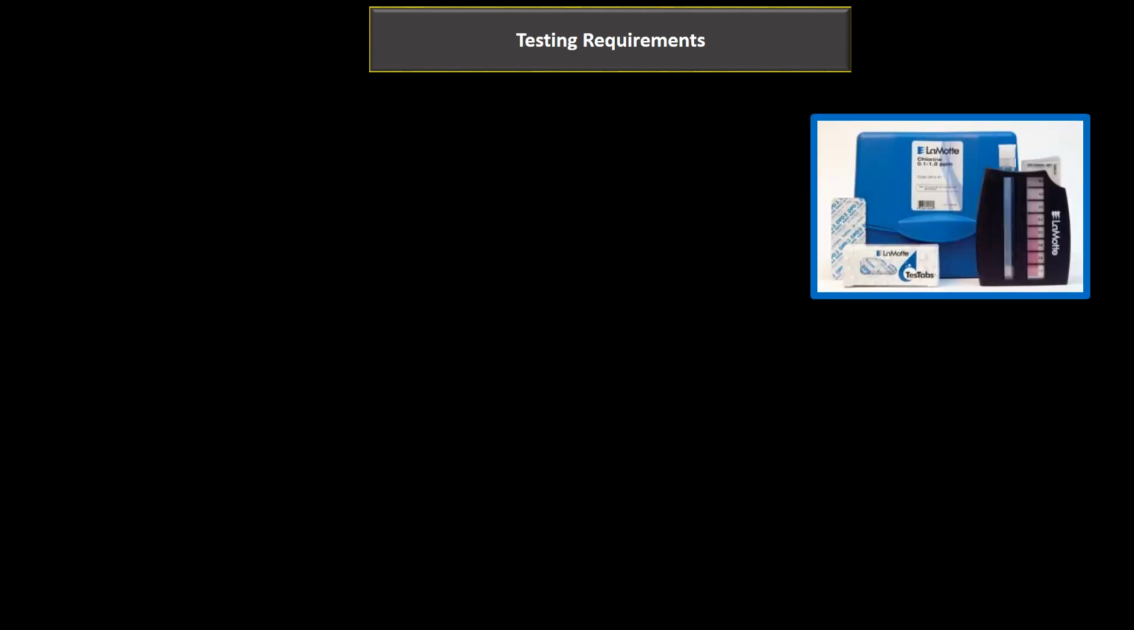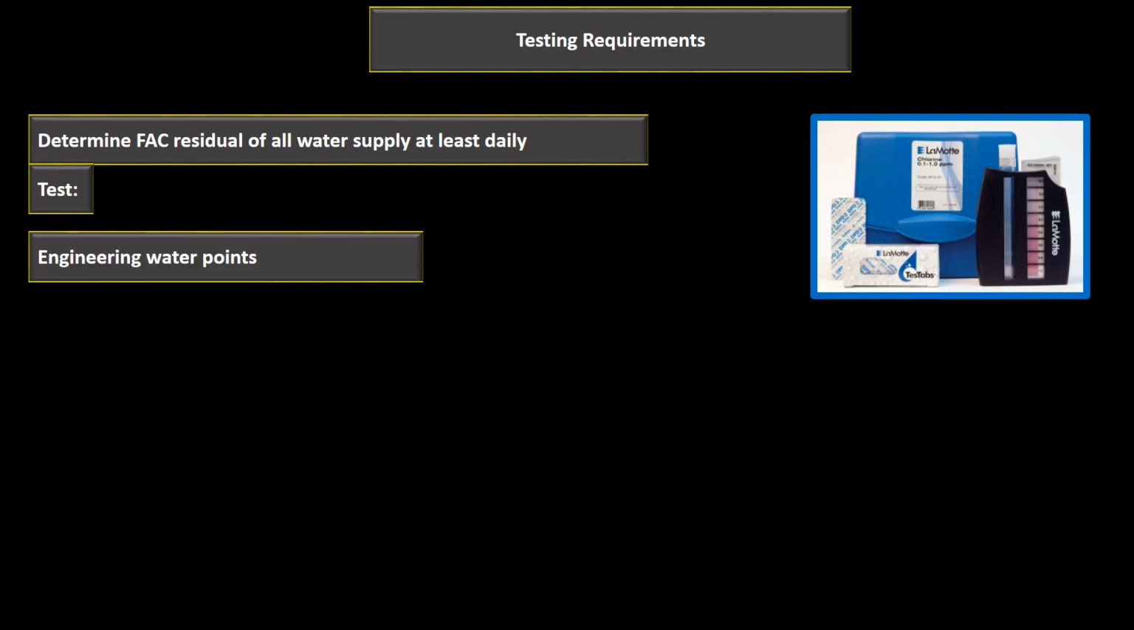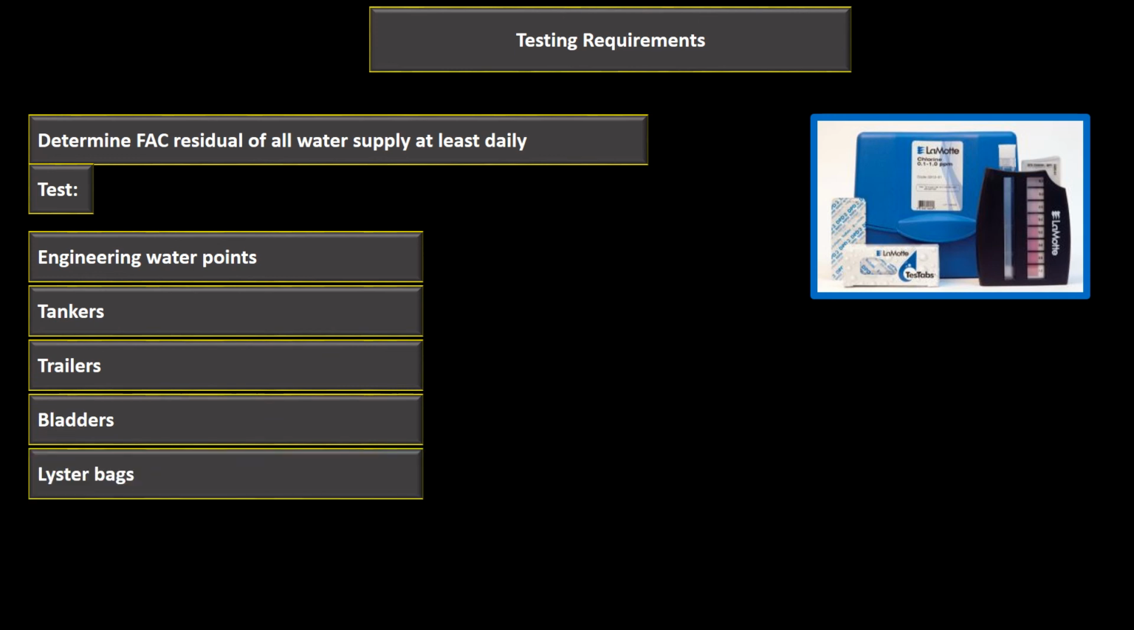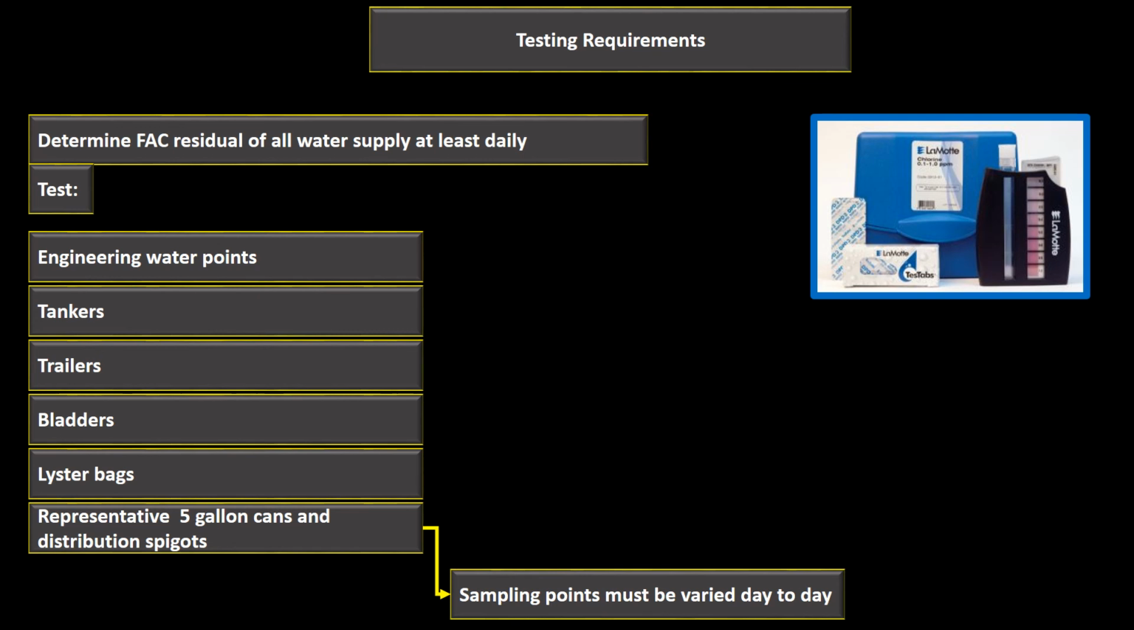All right, our testing requirements. We need to determine the free available chlorine residual of all water supply at least daily. We've got to measure the free available chlorine once a day, at least. What we're going to test at the engineering water points: we're going to test all our tankers, trailers, bladders, and lister bags. When we have a distribution system or a bunch of 5-gallon cans, we're going to choose some to be representatives. We don't have to test every spigot in a distribution system. We just need to sample points, but we want to vary those sampling points from day to day.